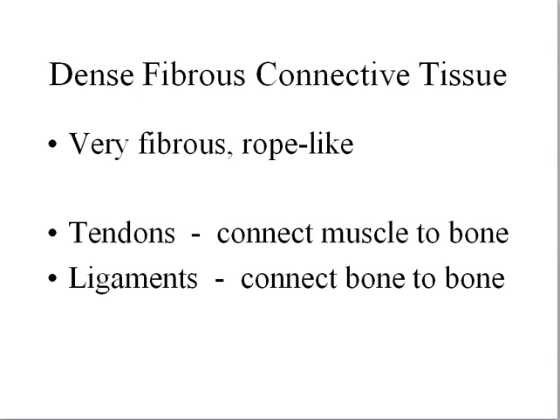Dense fibrous connective tissue also has an extracellular matrix composed of fibers, but in this case the fibers run parallel to one another. This gives dense fibrous connective tissue the appearance of rope. Like loose fibrous connective tissue, dense fibrous connective tissue is very flexible, but unlike loose, dense fibrous connective tissue is not very stretchy. It's used to connect muscle to bone, forming tendons. It also connects bone to bone, especially in your joints, forming structures called ligaments.